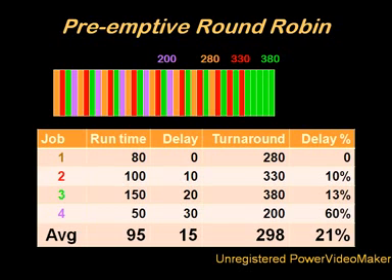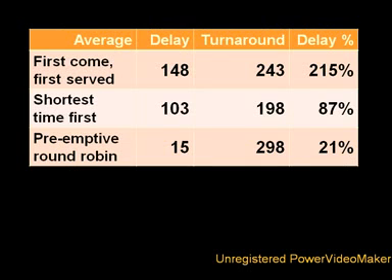Notice that all 3 of these strategies took exactly the same length of time for everybody to get finished. But when we look at what happened to our delay, turnaround, and delay percentages, they're very different. In fact, shortest time first scores pretty well on all of those. Preemptive round robin does really well on the delays, but it actually slows down just about every job, which sort of makes sense. Nobody gets through there in their allotted time unless they're really, really short.